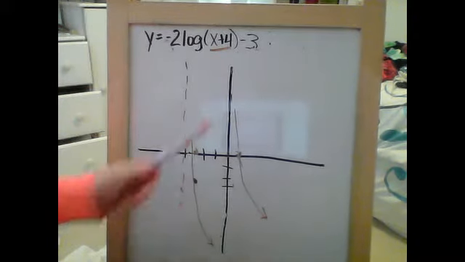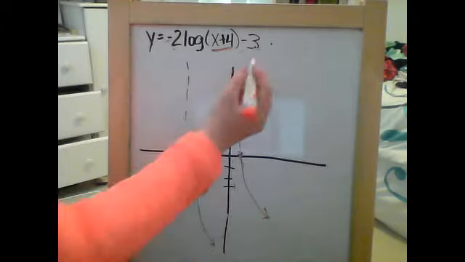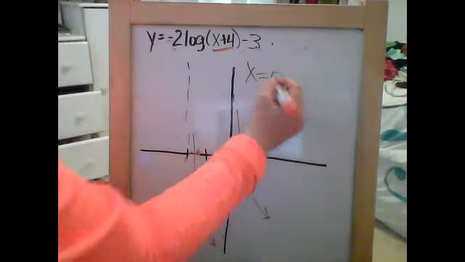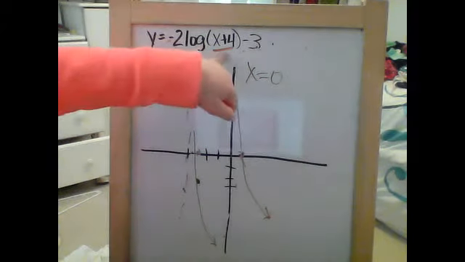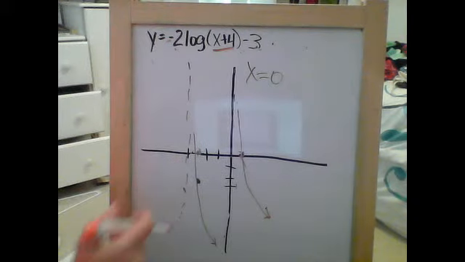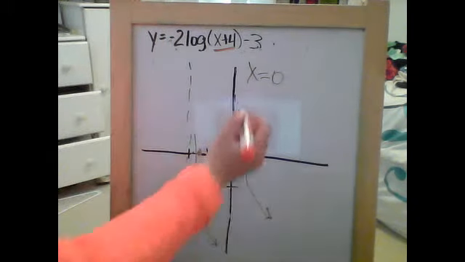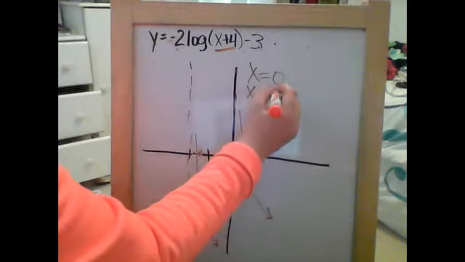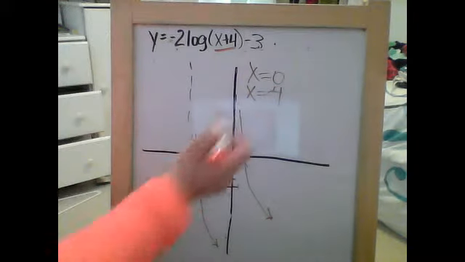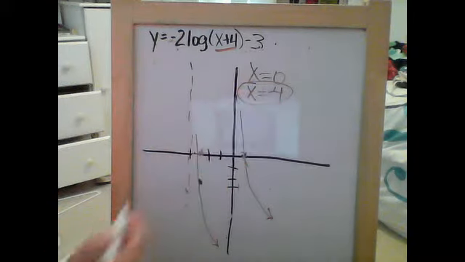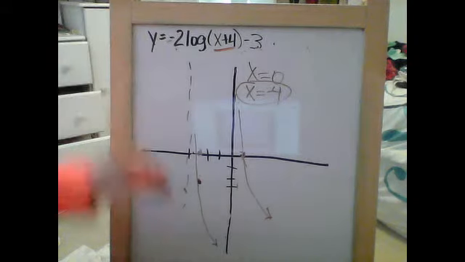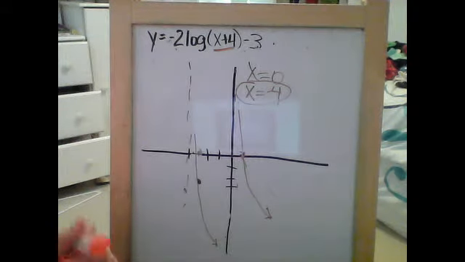Okay? Now, our asymptote, as I mentioned earlier, is right here at x equals -4. And that's because our original asymptote was at x equals 0. But since we moved it over 4 units, it's now going to be at x equals -4. Because that is that new line where it gets so close to it but never touches.